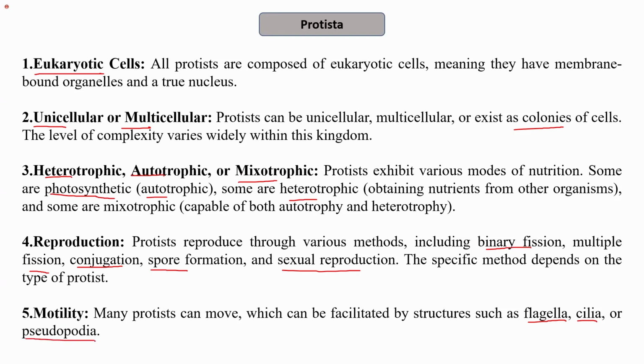So pseudopodia are false feet, or false finger-like projections, that we will see later in the lectures. They are present in some classes of kingdom Protista, and these pseudopodia help in engulfing the food. So these are some of the characteristics.